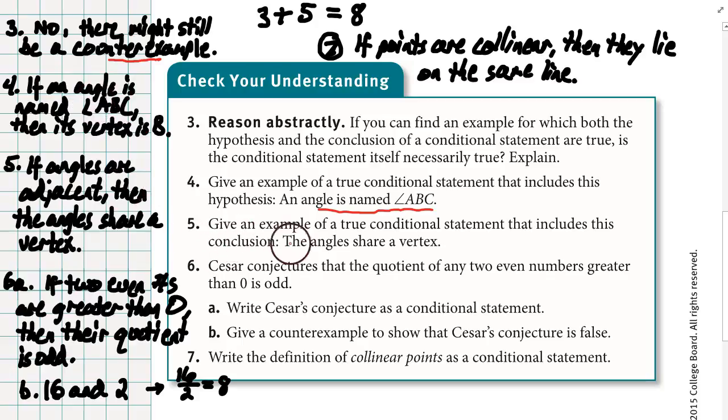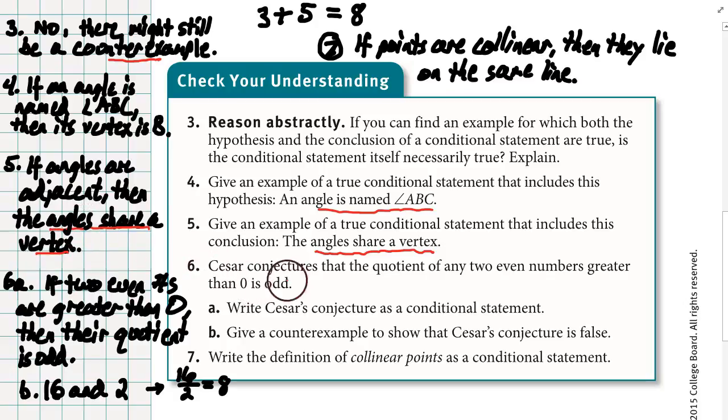Number 5, give an example of a true statement that includes the conclusion, the angles share a vertex. So here's one possible sentence in number 5. If angles are adjacent, then the angles share a vertex. So notice that I have that phrase in the conclusion part of the statement.